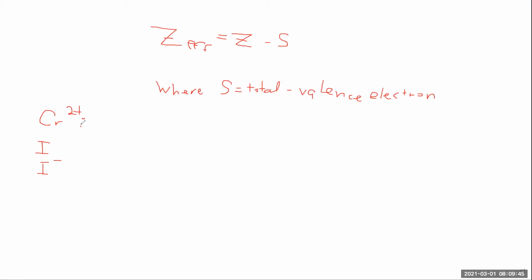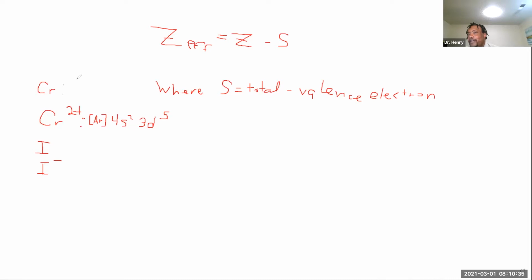Chromium 2+ would be 4s2, and well, the noble core would be argon, and then 3d5. Are you sure about that? I know chromium's different. I forgot. It should be 3d6 if you're adding 2, right? Are we adding 2? Wow, you guys are rusty. It'd be 3d2.